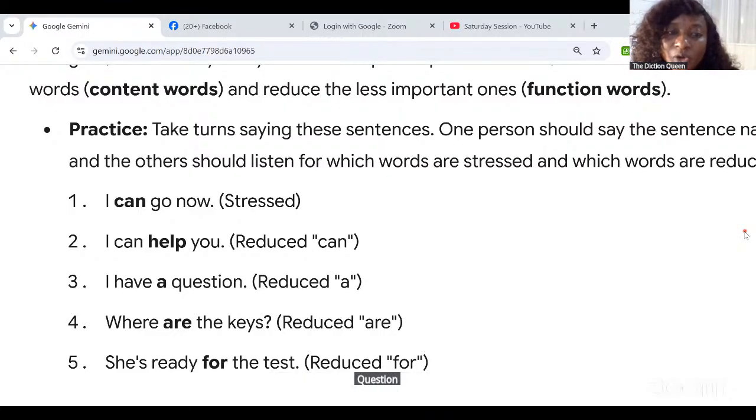Question. Take note of that word. Question, not question. The TI there sounds as CH. Question. I have a question.